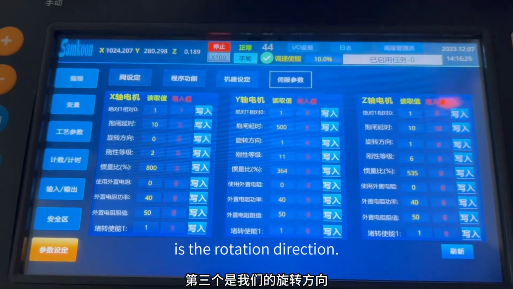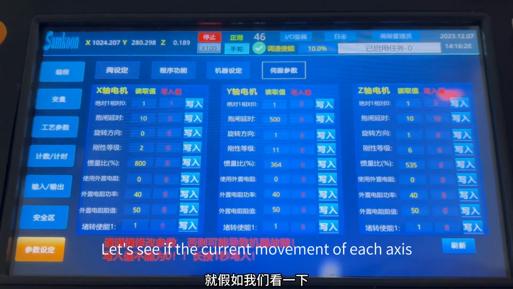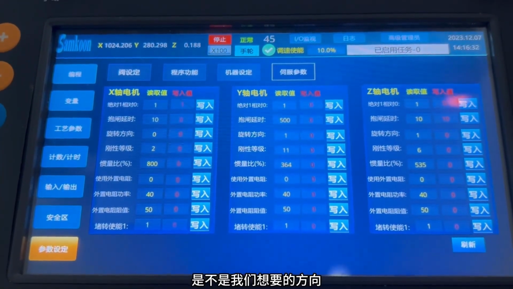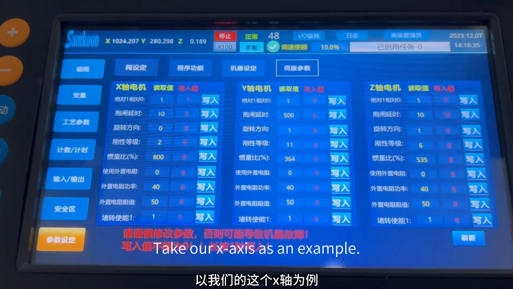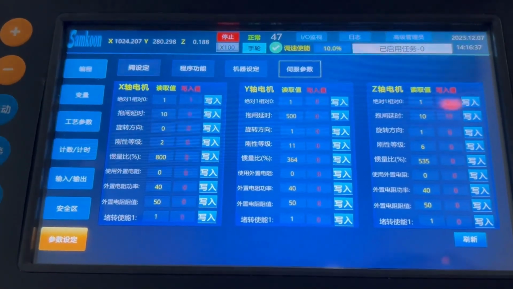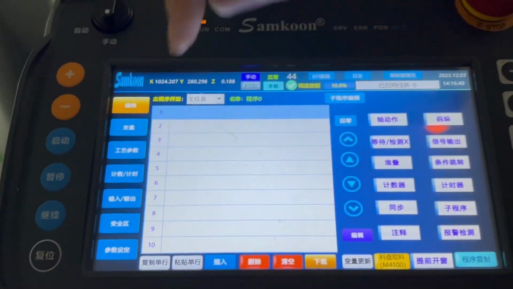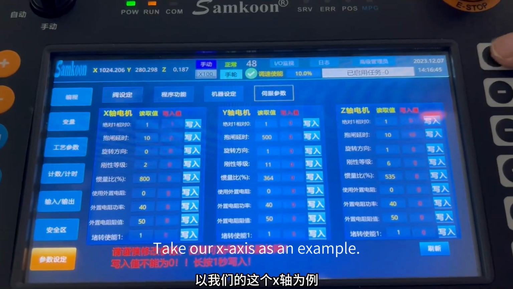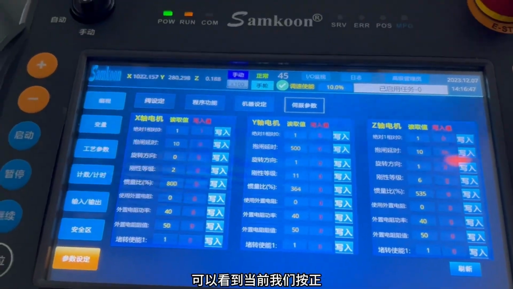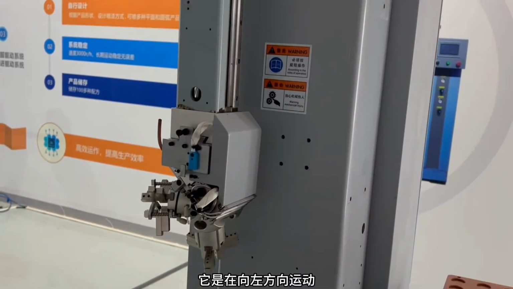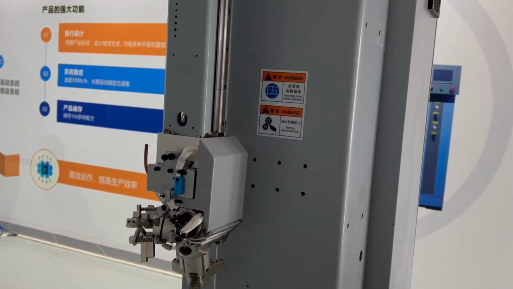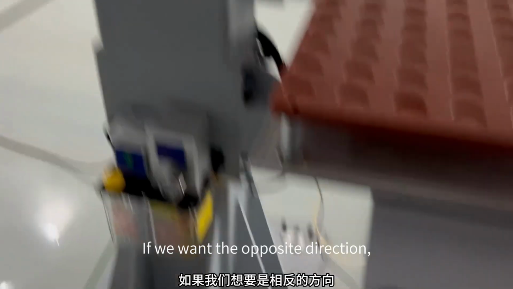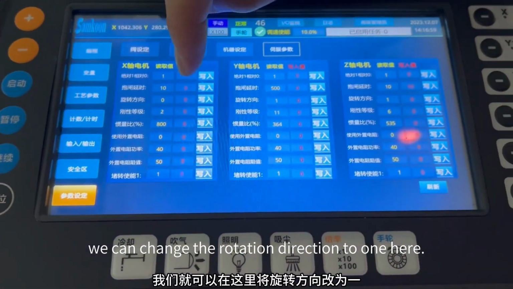The third one is the rotation direction. Let's see if the current movement of each axis is the direction we want. Take our x-axis as an example. We can see that when we press positive, it moves to the left, and pressing negative is moving to the right. If we want the opposite direction, we can change the rotation direction to 1 here.